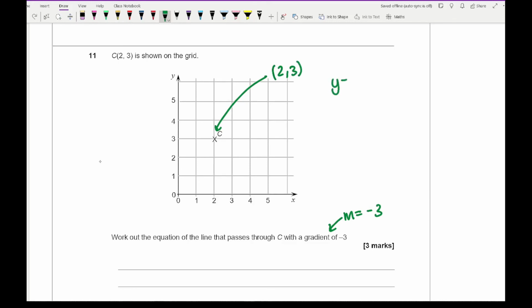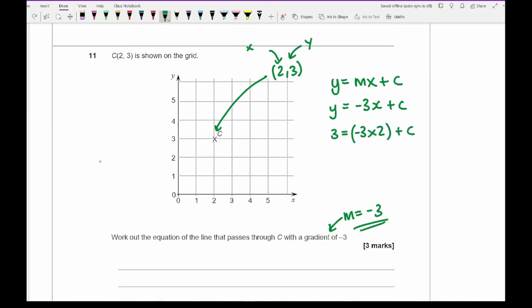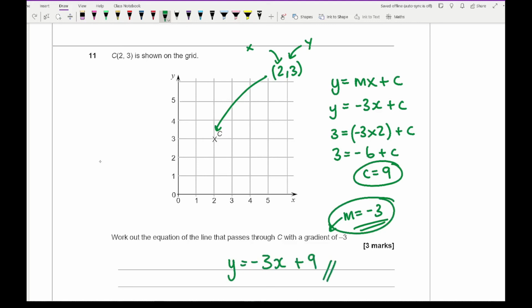So if we've got y equals mx plus c, now we know that m equals minus 3. So if I substitute that in, I've got minus 3x plus c equals y. Now this coordinate here is x value and this is my y value. So when y equals 3, I get 3 equals, and then bracket minus 3 times x, which in this case is 2, plus c. So I've got 3 equals minus 6 plus c, so c equals 9. And then using those two values, I can then write down the equation. So it's going to be y equals minus 3x plus 9. And there is my final answer.